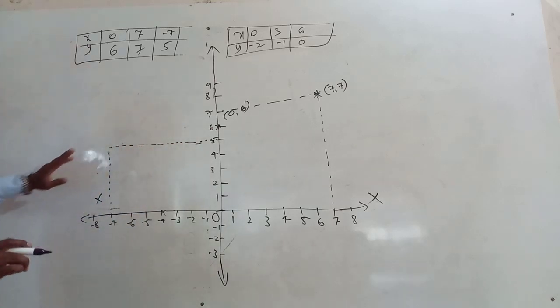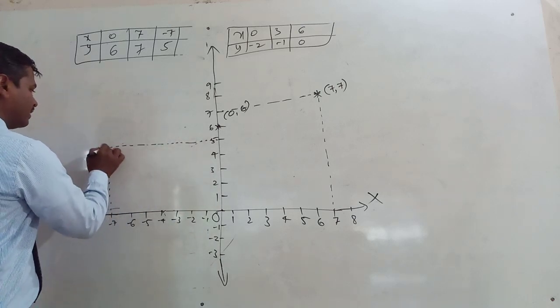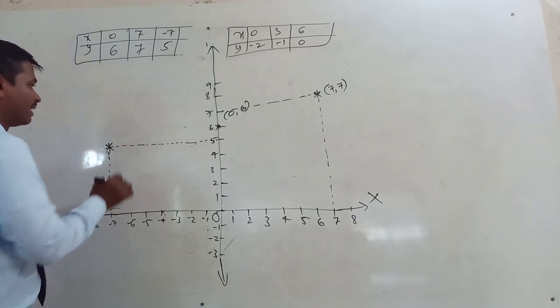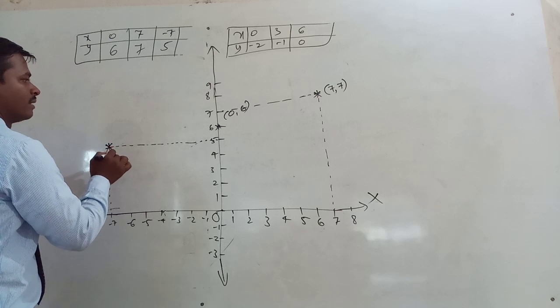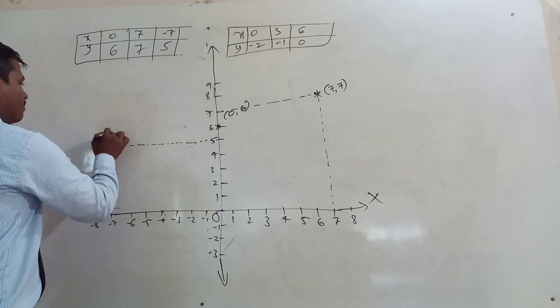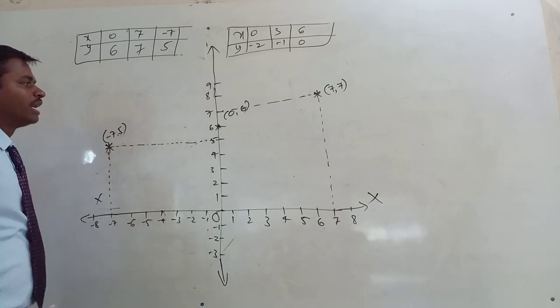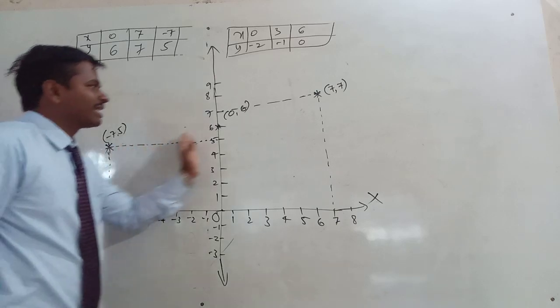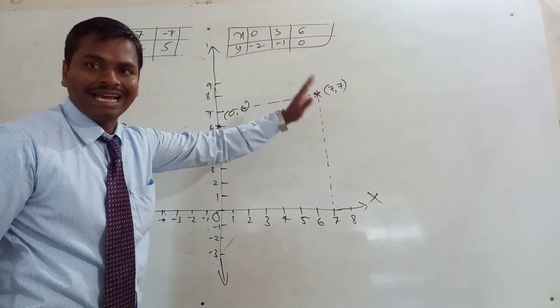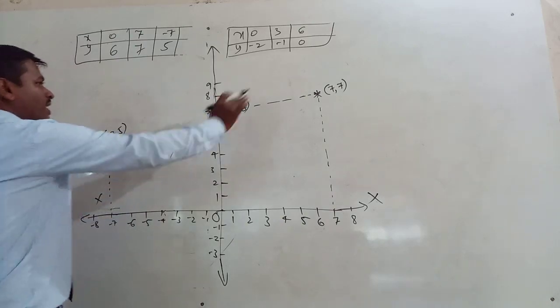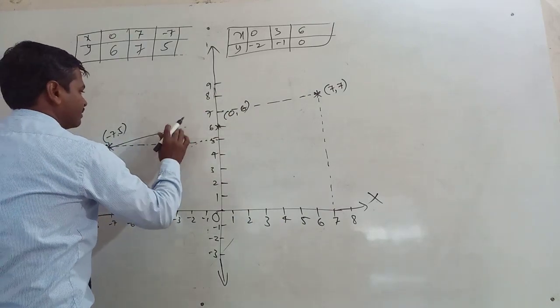Okay, we are getting both lines coinciding here at this point. Okay, this is minus 7, 5. Now we will join all the 3 points. We must get a straight line. If we join these 3 points, we must get a straight line.